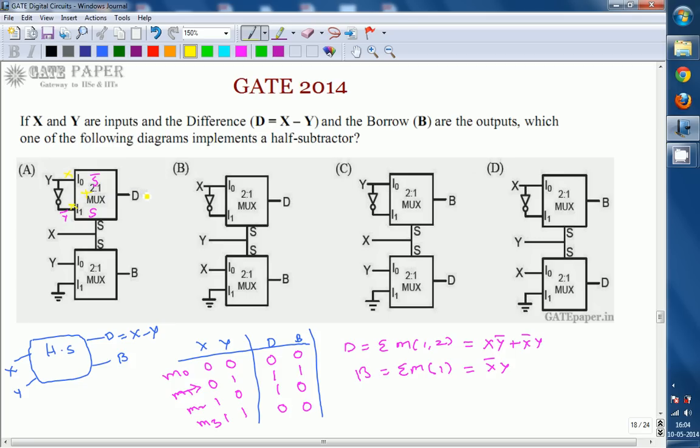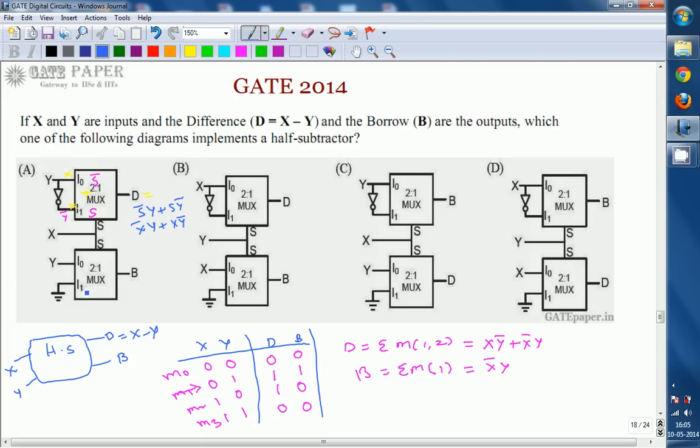So D is equal to S bar Y plus S Y bar. But S is the select line, and S is given as X, so S can be replaced with X. So it will be X bar Y plus X Y bar. So the difference is this one.